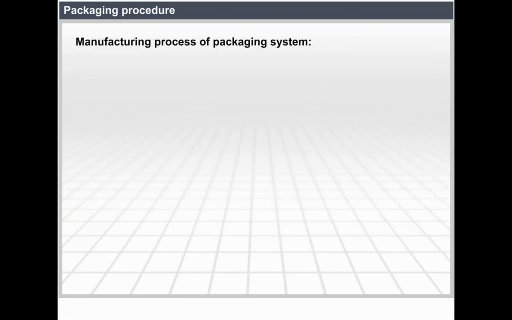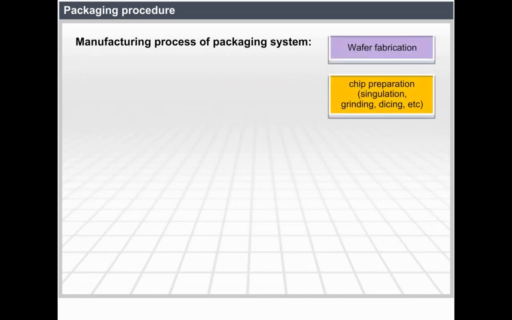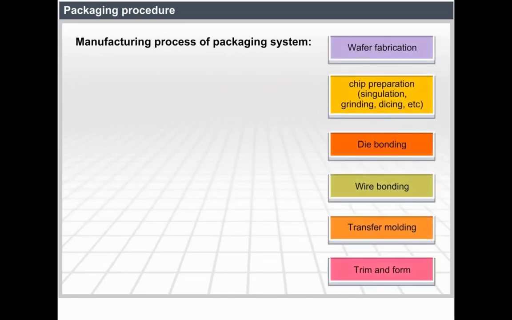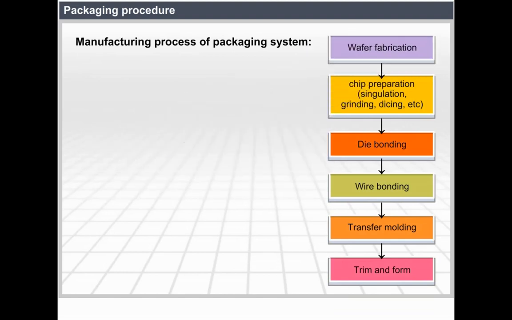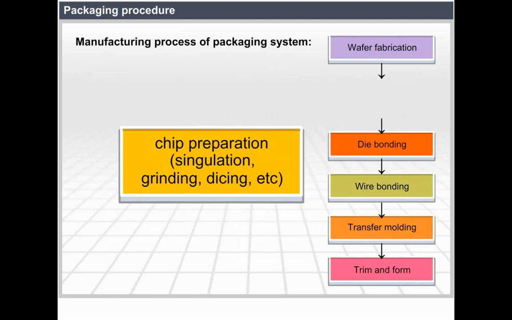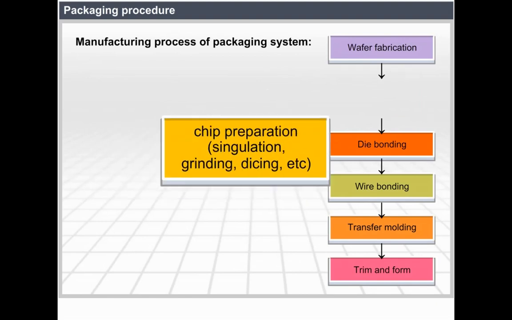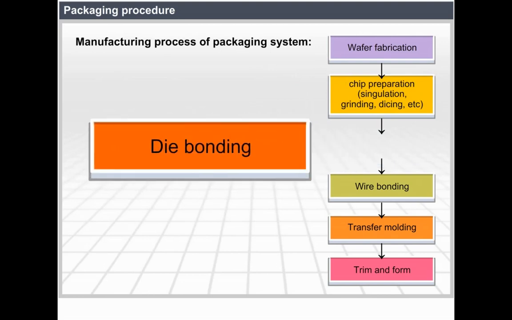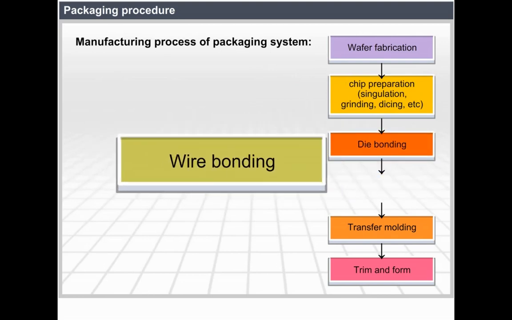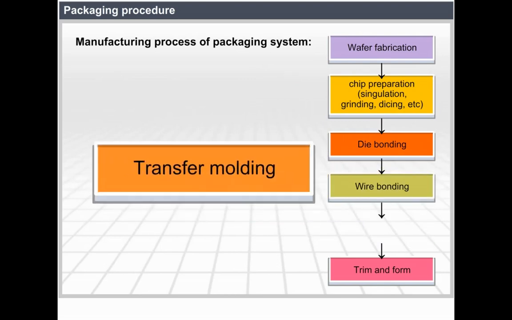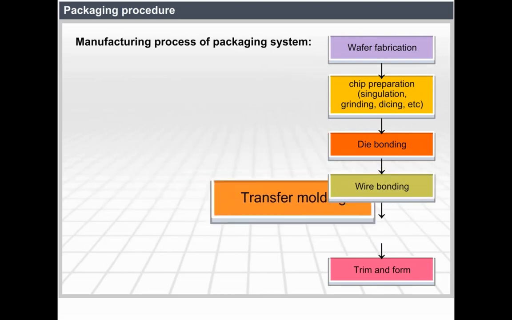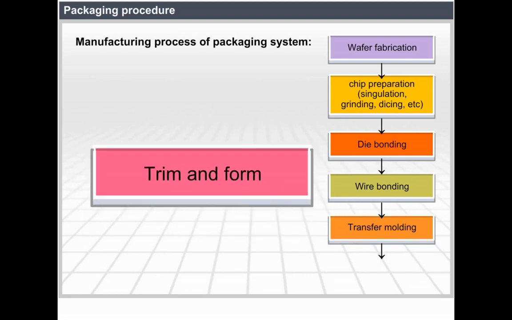The manufacturing process of the packaging system is shown in the figure. Wafer fabrication is followed by chip preparation, that is singulation, grinding, dicing, etc. Die bonding, followed by wire bonding and transfer molding, and then trim and form.